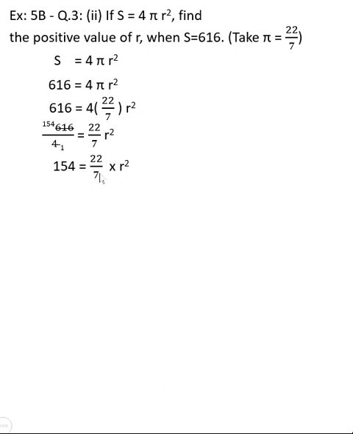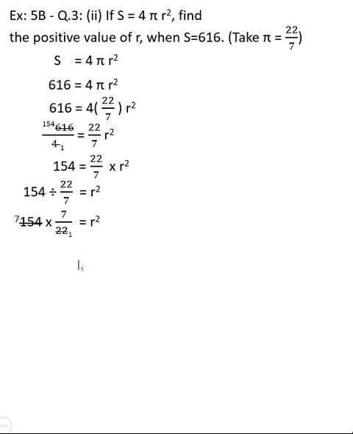Now the next is, as we have to find value of r, then anything that is at the side of variable, we move to other side of the equal. Here we move this 22 upon 7 to this side. Here it is in multiplication with r. When we move this to other side of the equal, it will divide 154. So here 154 is divided by 22 upon 7 and it is equal to r square.